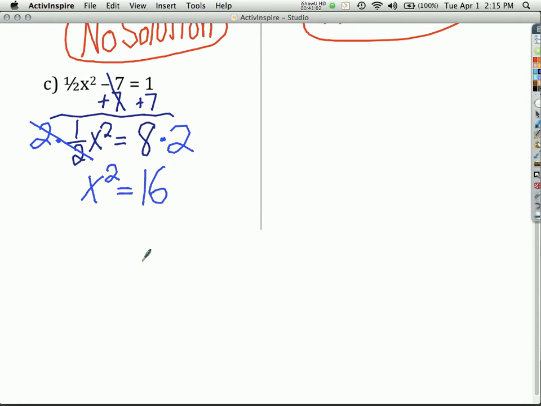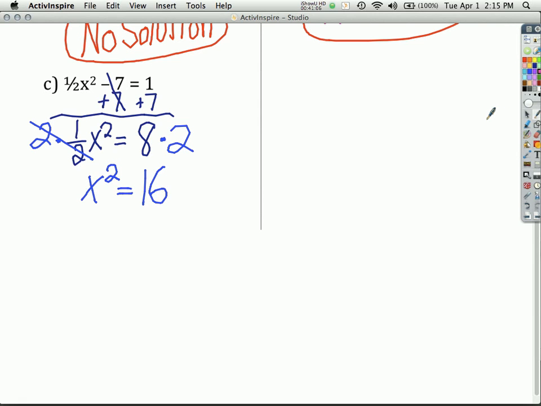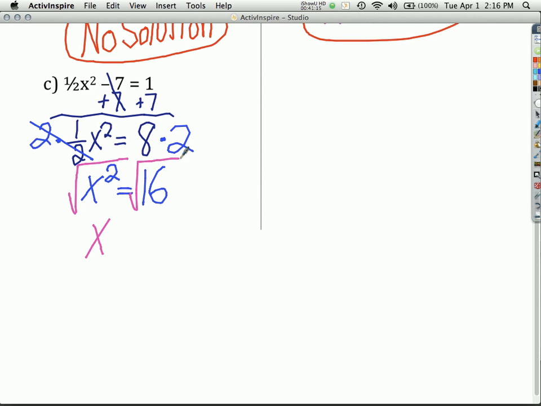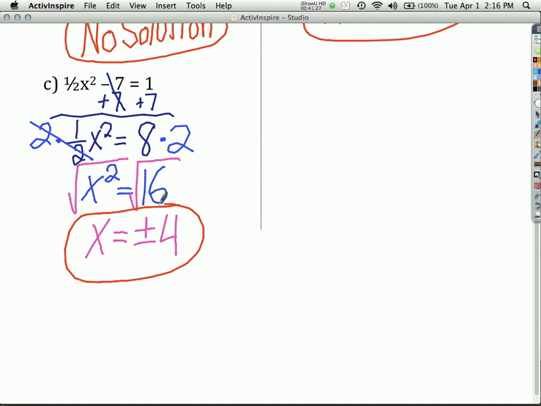So the solution is not 16. What we're saying is, what number times itself will equal 16? Nathaniel? Yeah. Without even having to draw the symbol, you already knew, since it's a perfect square, that x is going to equal positive 4 or negative 4. And so the two solutions are 4 and negative 4.